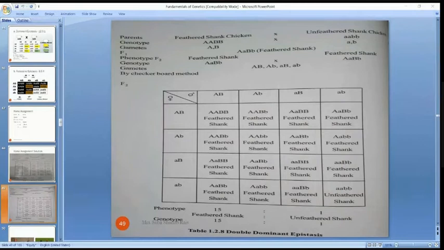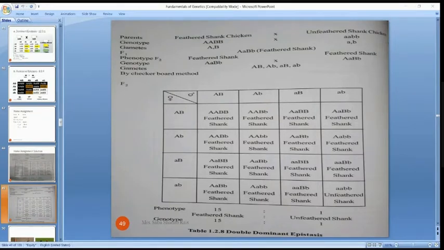One feather shank chicken had the genotype capital A, capital A, capital B, capital B. It was crossed with the unfeathered shank chicken, that is small a, small a, small b, small b. After the cross, they got the feather shank because it was the dominant trait, and they made the chart. Now we are all very much experts at making the chart, that's why I'm taking the lecture on PowerPoint directly. Whether capital A or capital B, whatever is present, the chicken will show the feather shank trait. Here you can see feather shank, feather shank, feather shank.